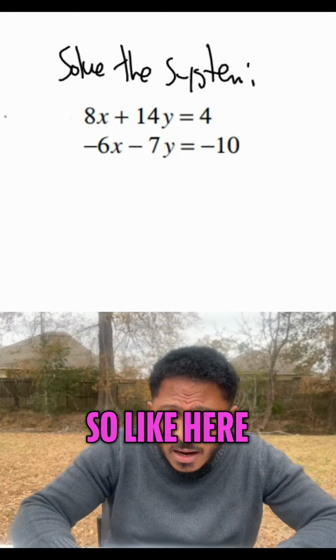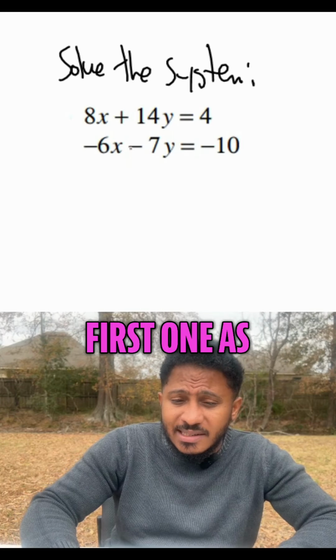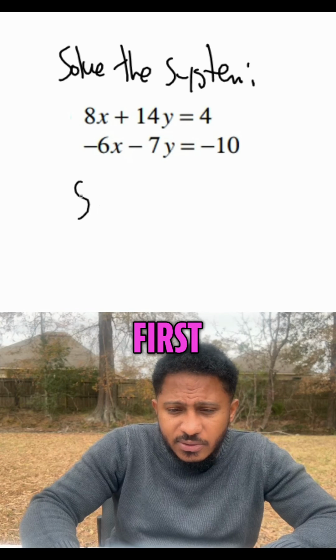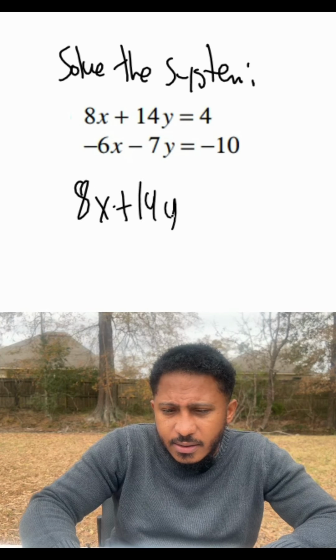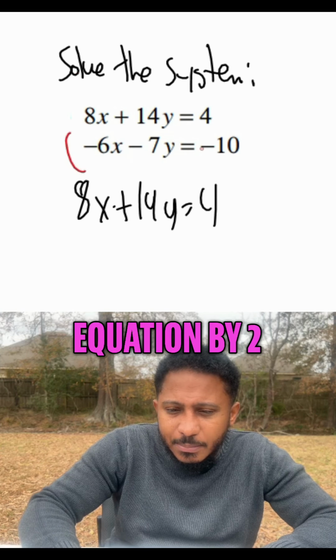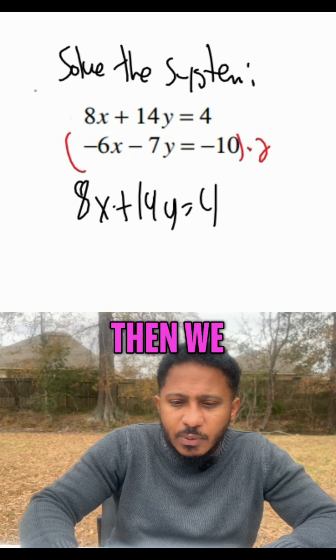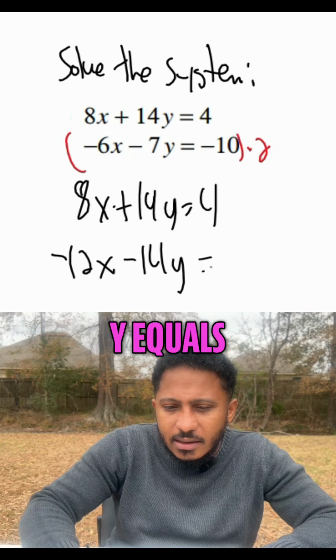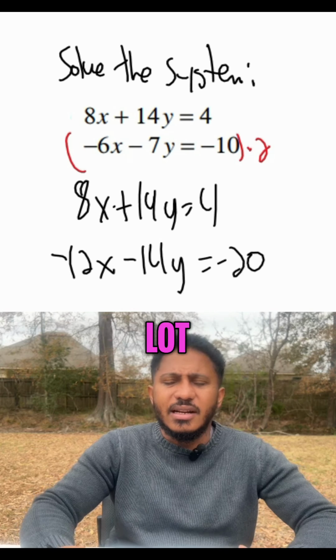So like here, if I leave the first one as is, but multiply the second one by 2, we'll see that the y's would disappear, right? So leave the first equation as it is, okay? But the second equation, rewrite it. If I multiply that whole equation by 2, then we would get negative 12x minus 14y equals negative 20, okay? Now it's a lot easier to solve.